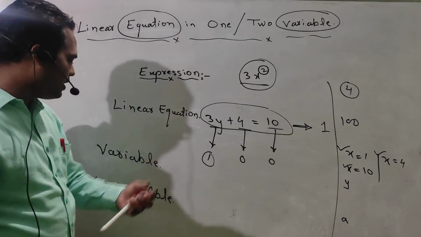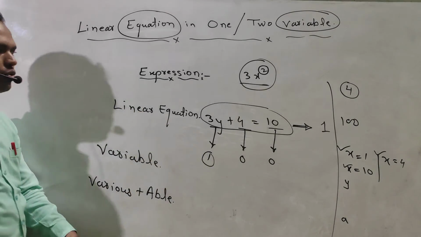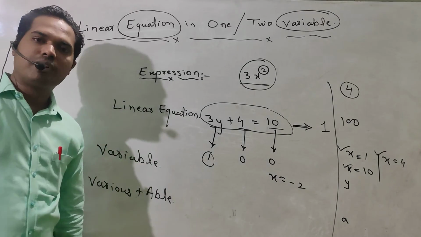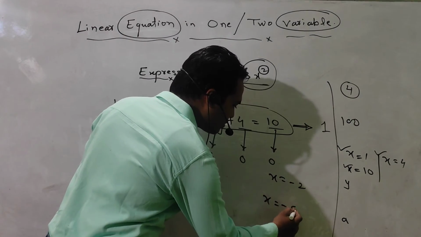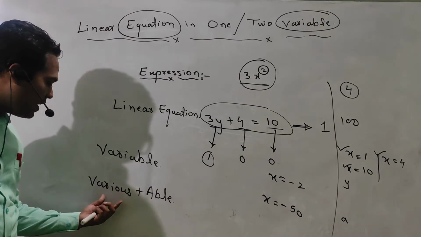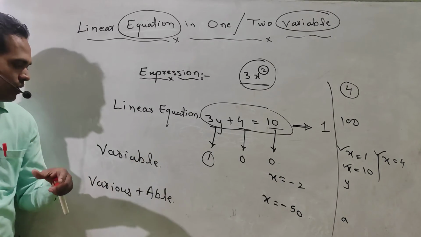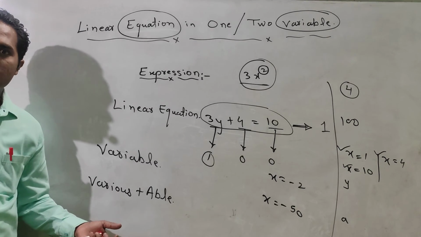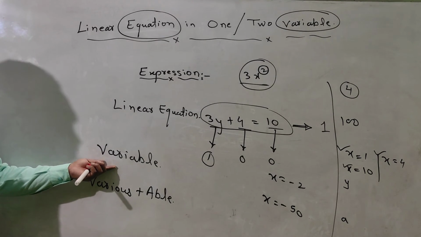So what is meant by variable? See, x can be anything. If you write x equal to minus 2, then it will become minus 2. And suppose afterwards you write x equal to minus 50, then x will become minus 50. It means it can take various values, or it can be converted, or its value can be anything. That's why it is known as a variable.